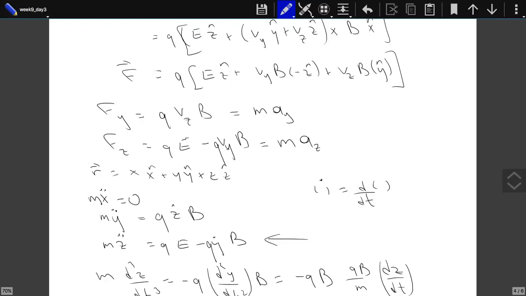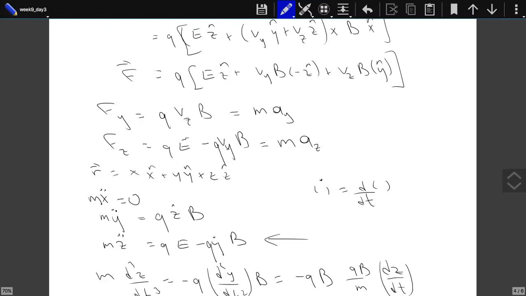And in the z direction, the force is a constant due to the electric field plus another force due to the y component of the velocity, which is y dot. So this is what's called a second-order coupled system of differential equations. We have two of them. So the y equation depends on z, z equation depends on y. To uncouple them, we just take the time derivative of the second equation.